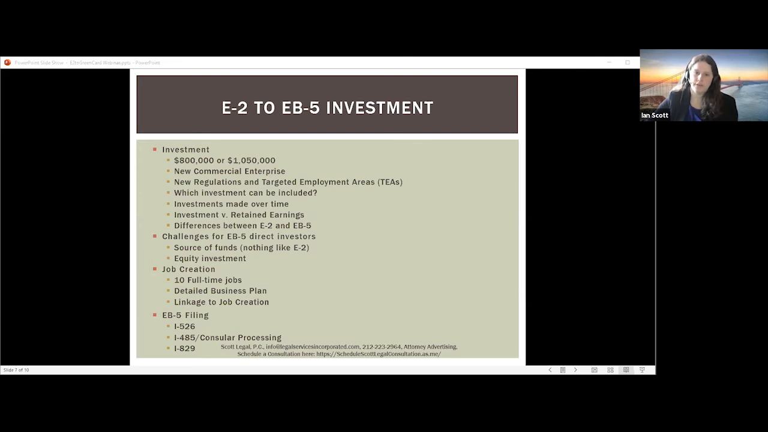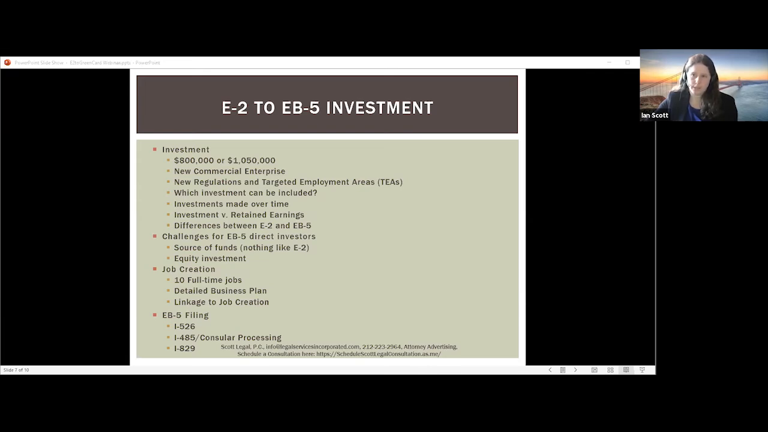For an EB-5 filing, the petitions that you need to file are the I-526, and that's the first step where you show your source of funds and your investment. The second would be the I-485 or consular processing to get your conditional green card. And then the last step is the I-829. This is where you have to show that you've hired the 10 full-time workers. Only after that has been approved will you get a permanent green card that can last for 10 years.